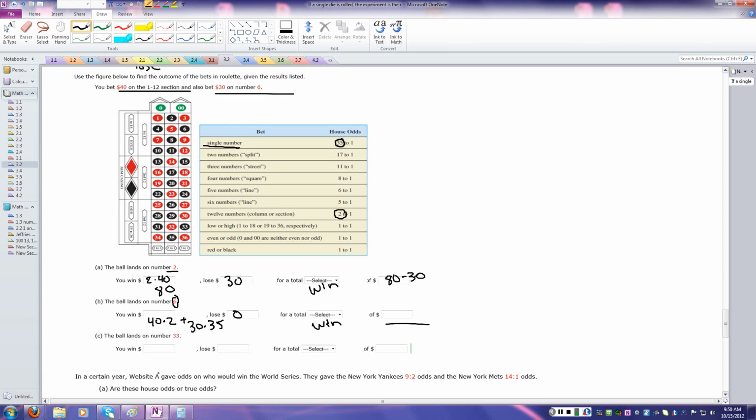If you land on 33, you lose both of them. So you win 0 and you lose $70 because that's 40 plus 30, for an overall loss of your total here. So 70. So hopefully you'll see some examples like these on your exam or on your quiz. In your homework, there's Watch It. So if this didn't make sense, you can go to the Watch It and see if you can make sense of that.